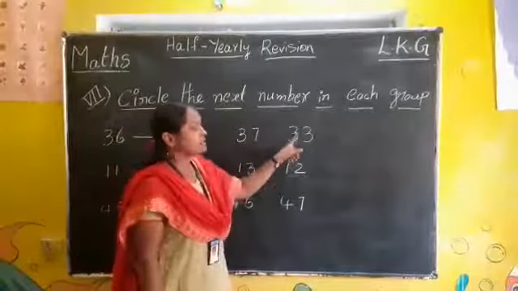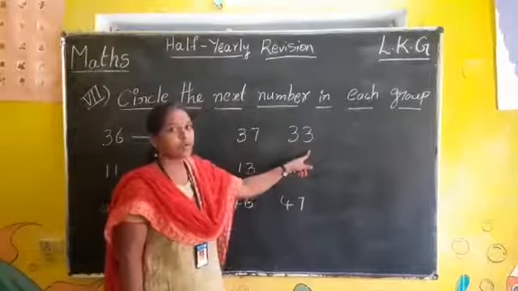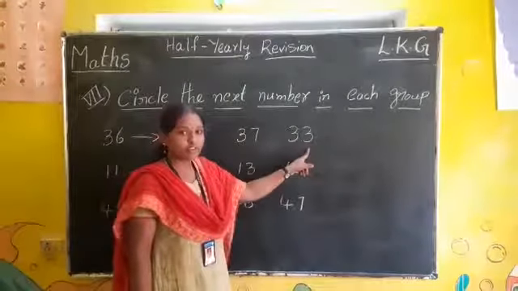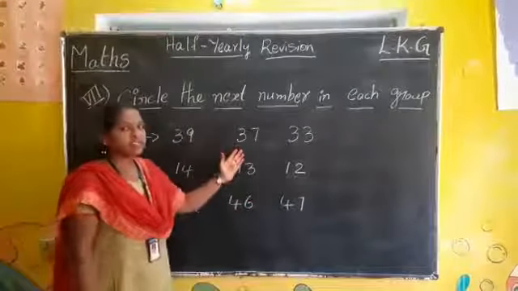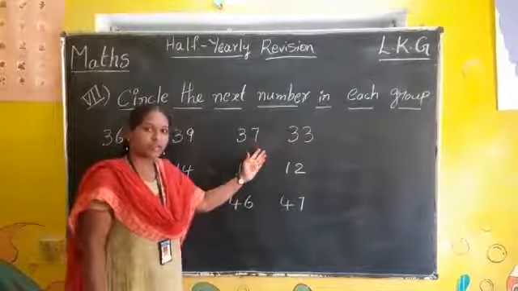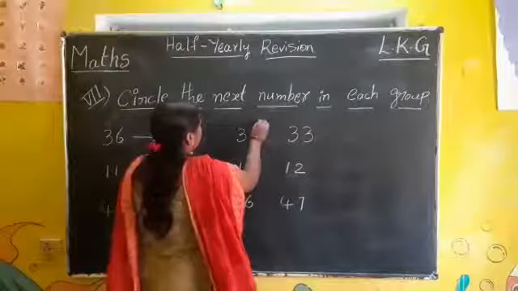3, 7, 37. 3, 3, 33. Which number? 3, 6, 36. Which number? 3, 6, 36. 3, 7, 37. Okay children, come on circle.